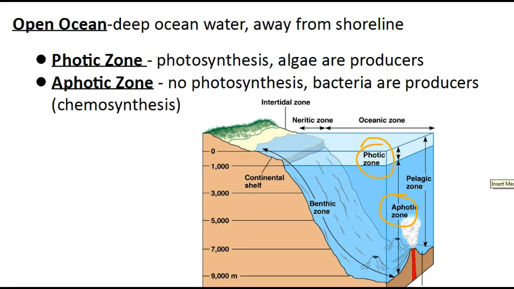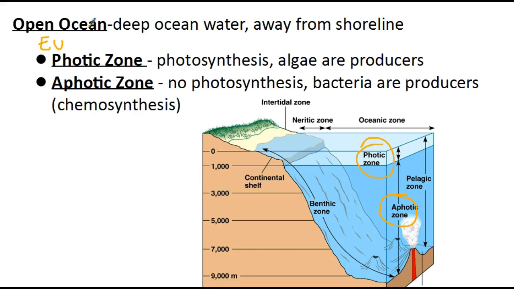And then we have the photic zone. This is where we have photosynthesis. We've got algae. And then in the aphotic zone, A means not, so not photic. You might also see this as euphotic zone. Again, scientists use different names. You may have seen that in the lakes too. The aphotic zone, there's no photosynthesis, so bacteria end up being the producers.